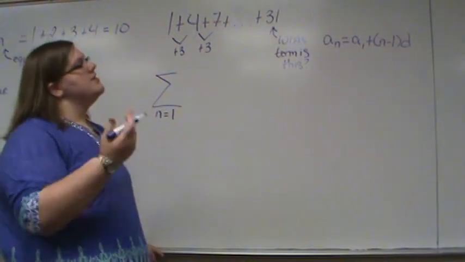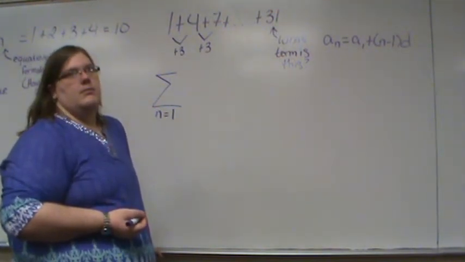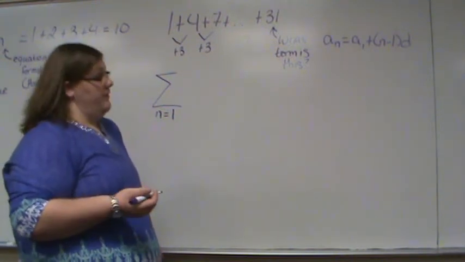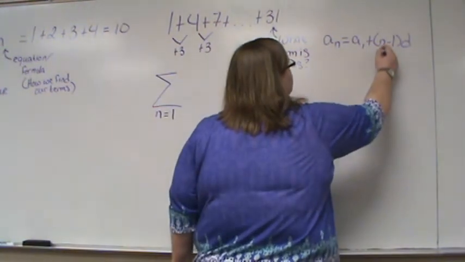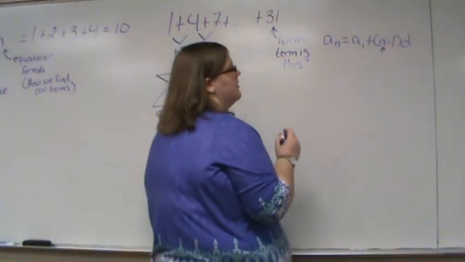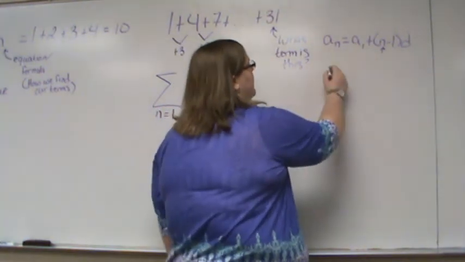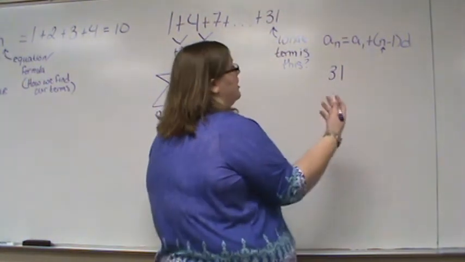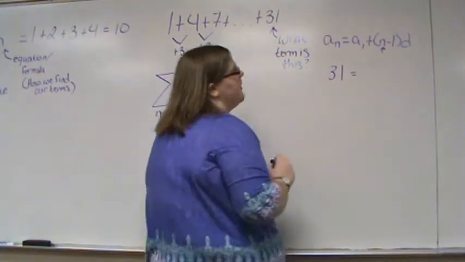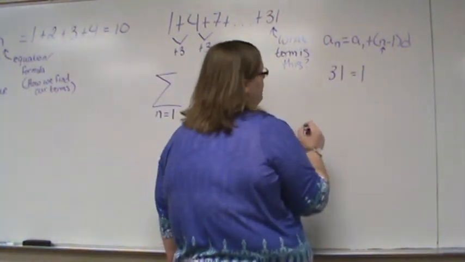So what am I solving for in our explicit formula then? We're solving for n. This is what we're solving for. So what am I plugging in then? What a_n value am I plugging in? 31. I'm plugging in 31 because I know that's the term I'm looking for, what number it is. What's my a1 value? It's 1. That's my first term.